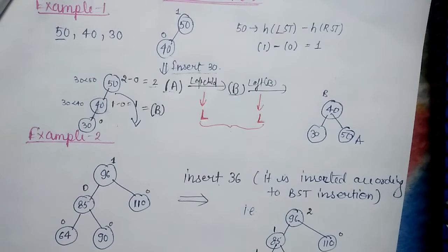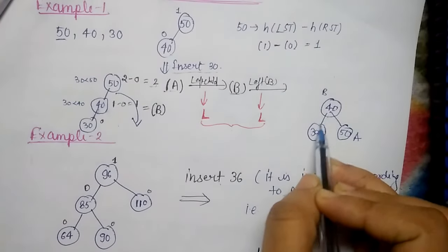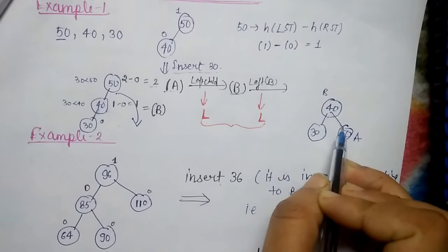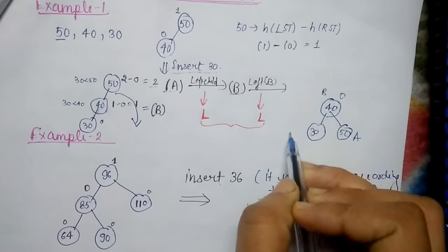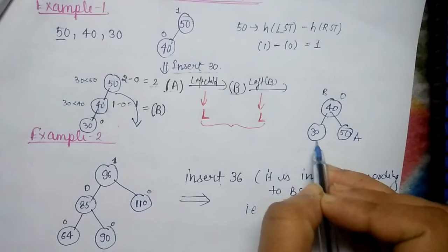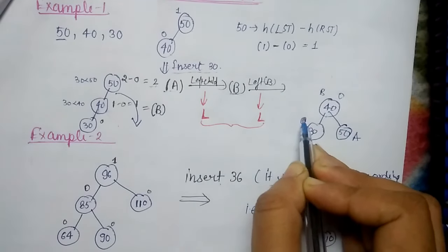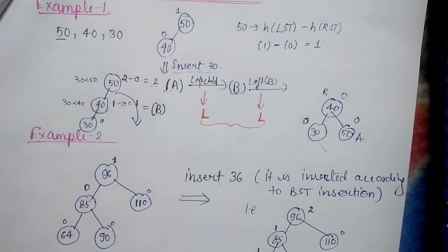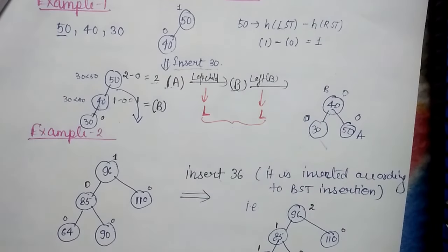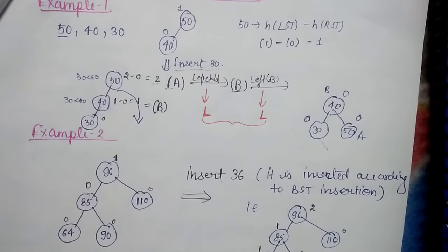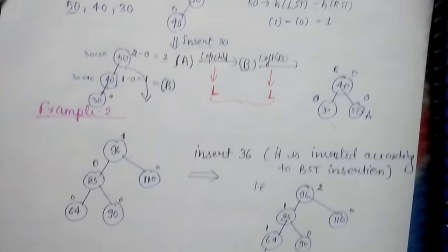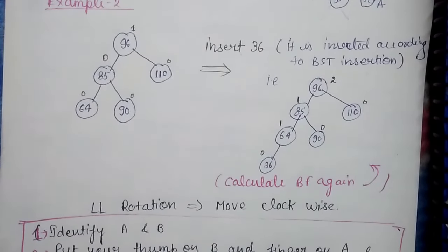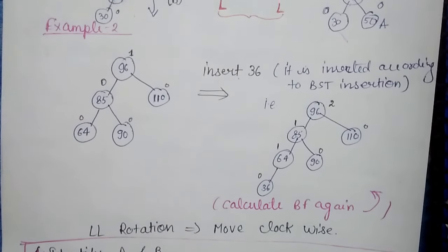Now you will calculate the balance factor again after the rotation. The height of the left subtree is 1, the height of the right subtree is 1, that means 1 minus 1 is 0. Height of the left subtree 0, height of the right subtree 0, that means 0 minus 0 is 0, and this is also 0. After the rotation the balance factors are now 0, 0 and 0, so the height is balanced. Now let us take example number 2.